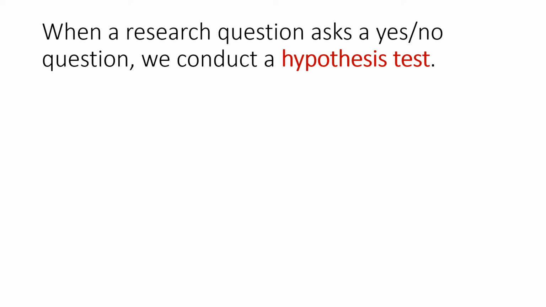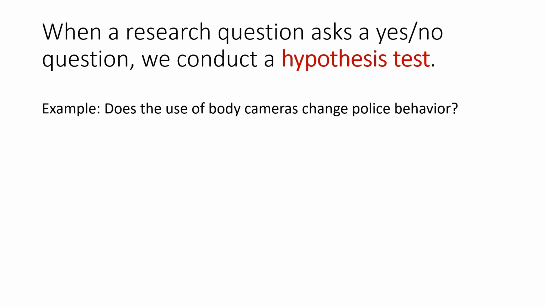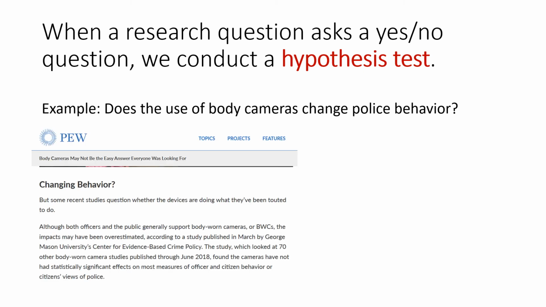In 5.3, we're going to focus on hypothesis testing. When a research question asks a yes or no type of question, we're generally going to address that question by conducting a hypothesis test. For example, does the use of body cameras change police behavior? Here they look at whether they're changing behavior.